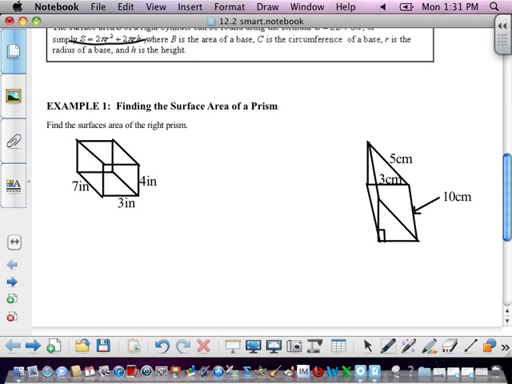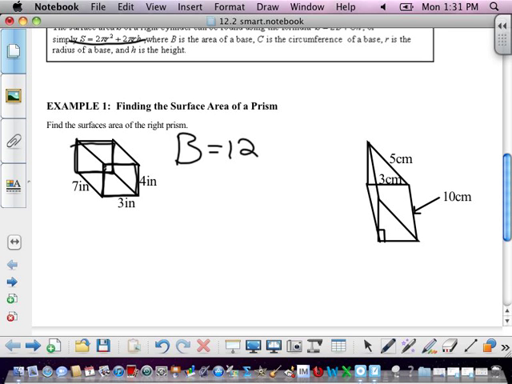Okay. So we've got a rectangular prism. Do you see how these are the bases? This front one and the back one? Because they are the 2 that are identical. All right. So we're going to find the area of the base first. The area of the base, I'm going to put a big B for base. What's 3 times 4? 12.